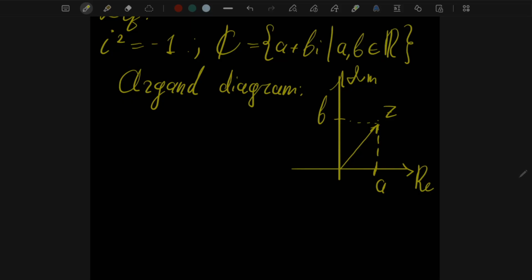If you remember the polar coordinates from real numbers, you may remember that we can also define this number in polar form, which will basically have phi, the angle to the positive real axis. And it will also have r, which is also the modulus of our complex number, its absolute value.